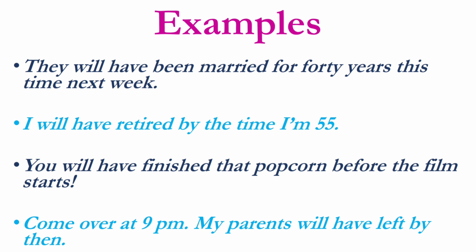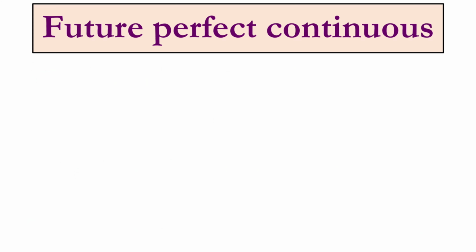Some examples. They will have been married for 40 years this time next week. I will have retired by the time I'm 55. You will have finished that popcorn before the film starts. Come over at 9 p.m. My parents will have left by then. The last one is perfect future continuous.